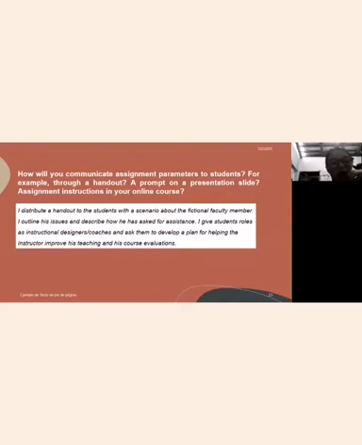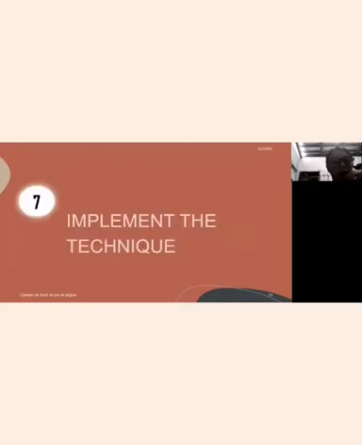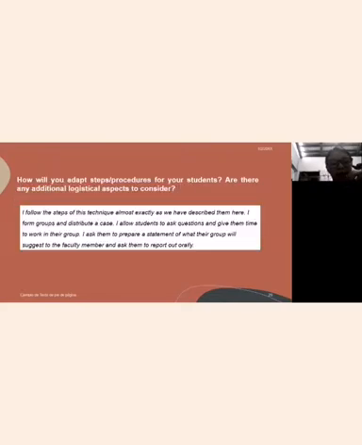The next step is to implement the technique. How will you adapt this step or procedure for the students? You need to change something or add additional logistical aspects to consider.